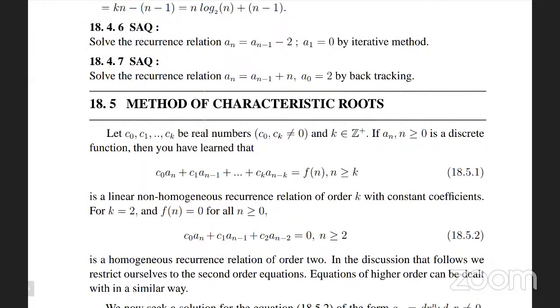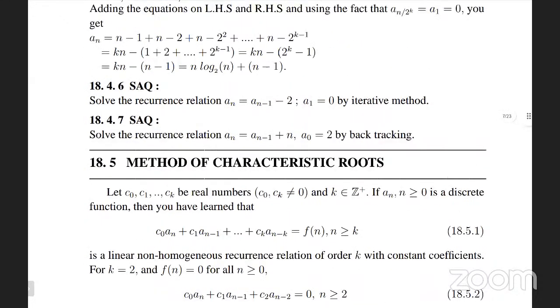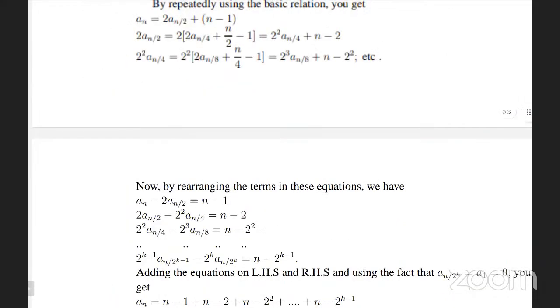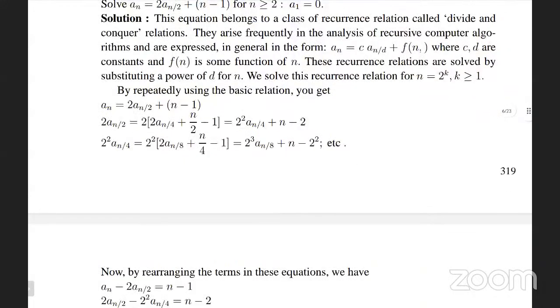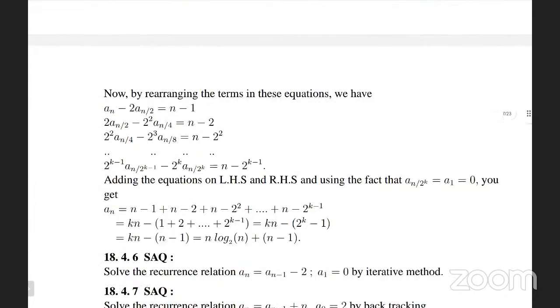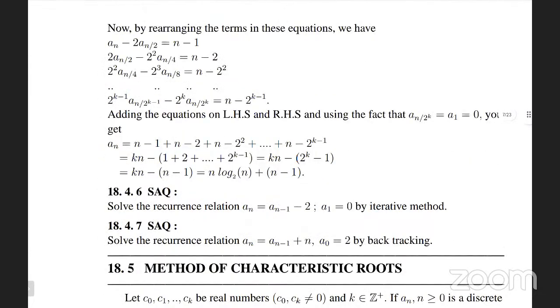Backtracking means this procedure is called backtracking. I'm tracking with the addition of all the terms, so that it comes to backtracking. Next, iteration means you write the sum of the series formations, and then we can write it into the solution form. These are the two ways for the iterative method and backtracking method.